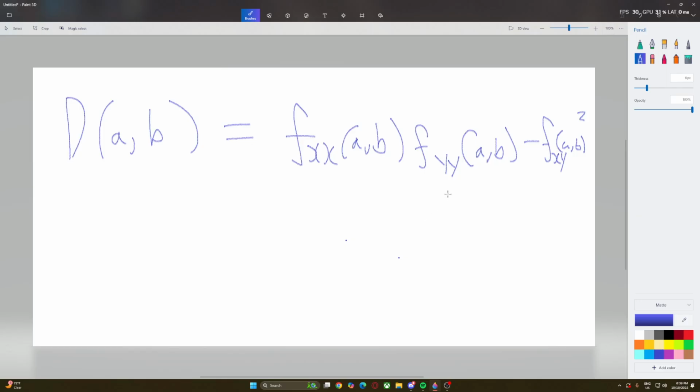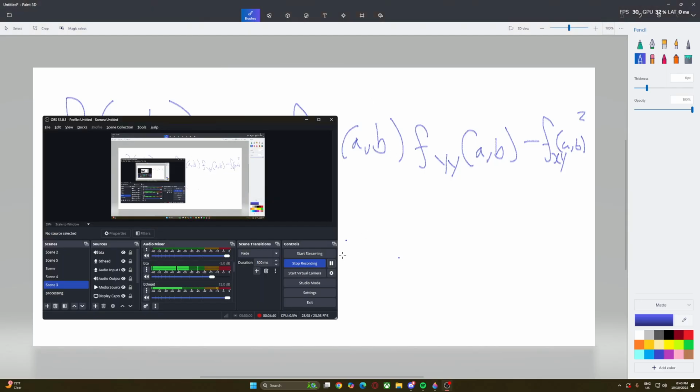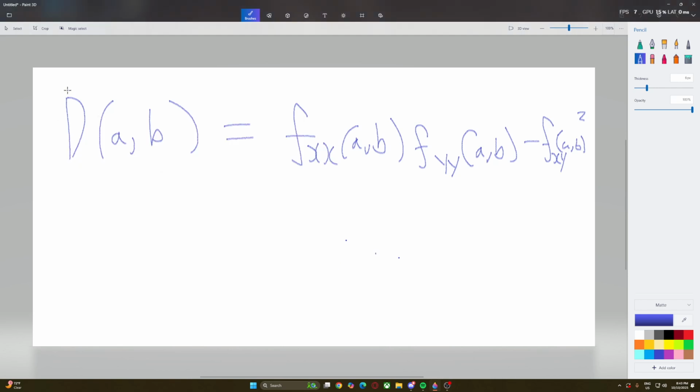So D sub (a,b). I don't know what D represents, double derivative or whatever. Hold on, let me search it up. Alright, so D is just called the discriminant or second derivative test determinant.